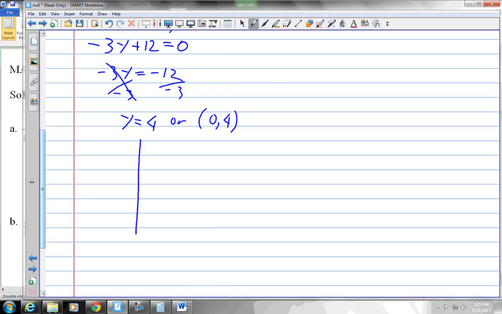So I can actually now go ahead and do this. The y-intercept was 0, 4, so 1, 2, 3, 4. The x-intercept was negative 6, 1, 2, 3, 4, 5, 6 on the negative side. So here are the 2 dots, connect them, and you got yourself a line. Okay?